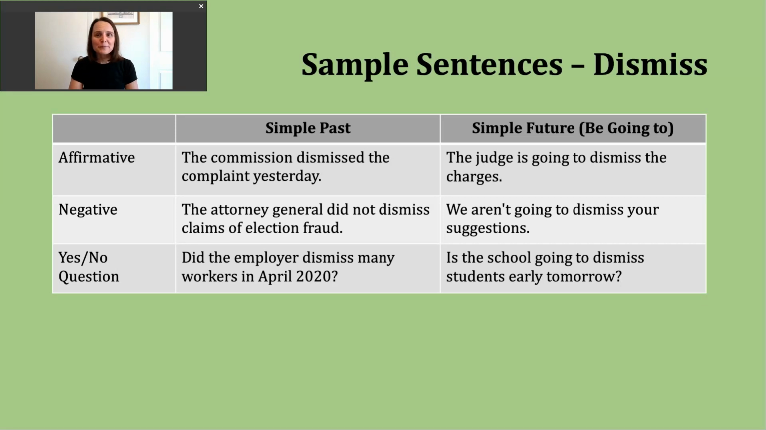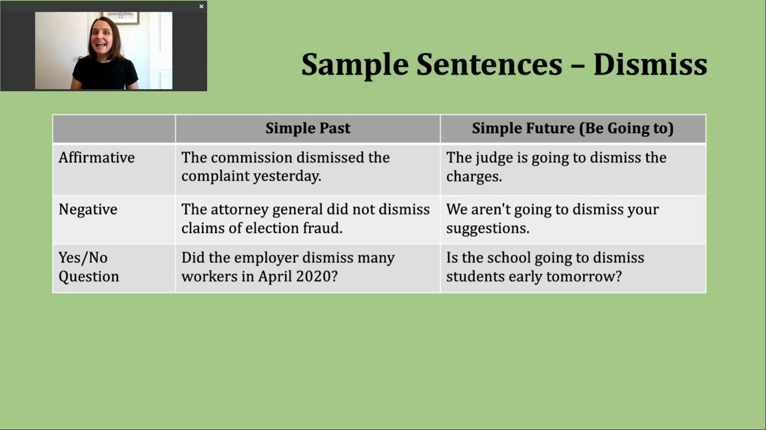Here's our first example. The judge is going to dismiss the charges. Okay, so here someone might be making a prediction about what they think will happen in the future. If I want to make a negative simple future sentence using be going to, I need to insert not after our be verb. You can see that in this example. We aren't going to dismiss your suggestions. So here we are going to consider them. We'll give them serious thought.